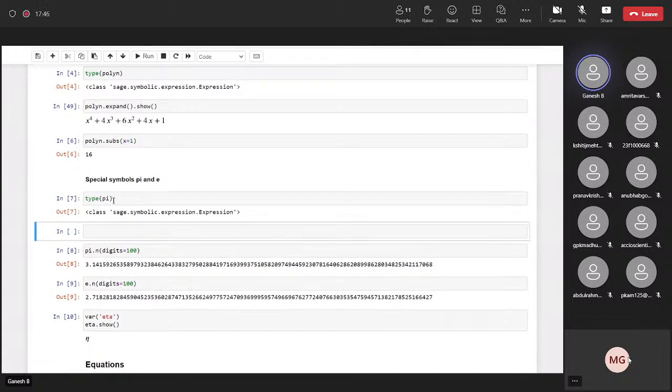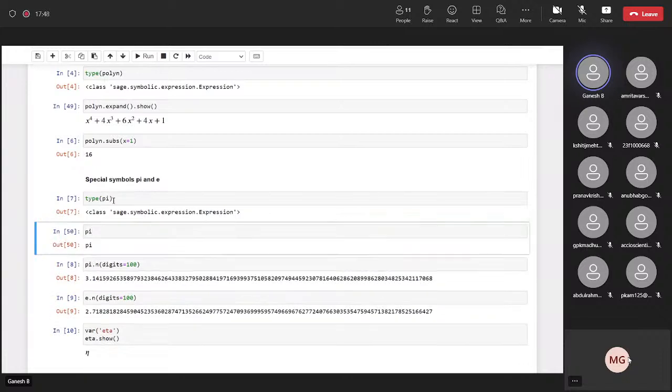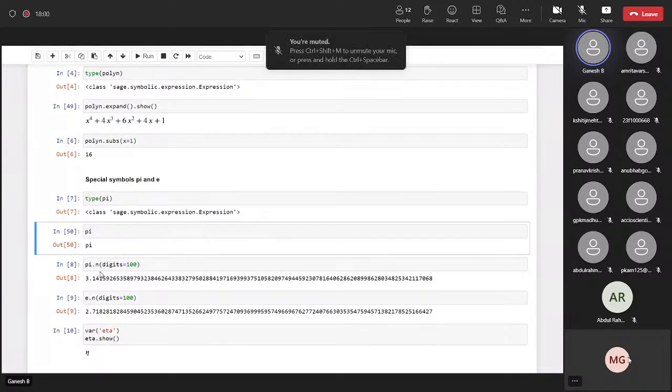I'll just show you. Let's type pi. It will show you pi. It will not show you 3.1415 or blah blah. It will just show you a symbol that is pi. And if you want to know the value of pi, you will use something called dot n of digits equal to 100. If you want Sage Math to show you a number, you ask it to numerically evaluate the symbol at some particular point. So if I want to look at what pi is, I'll just say pi dot evaluate 100 digits of pi.